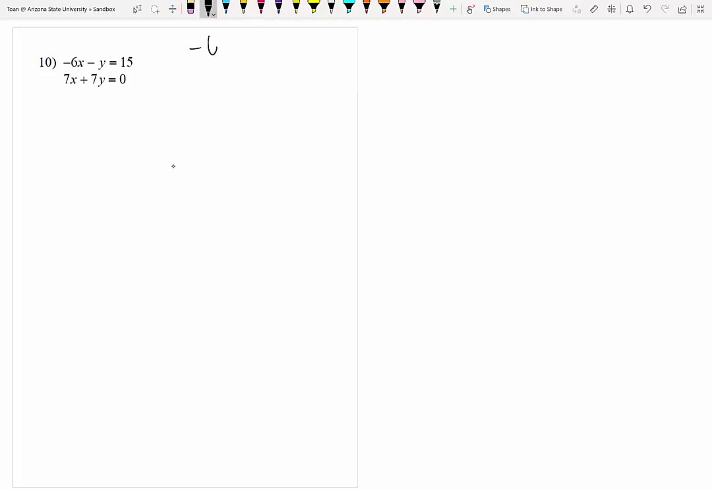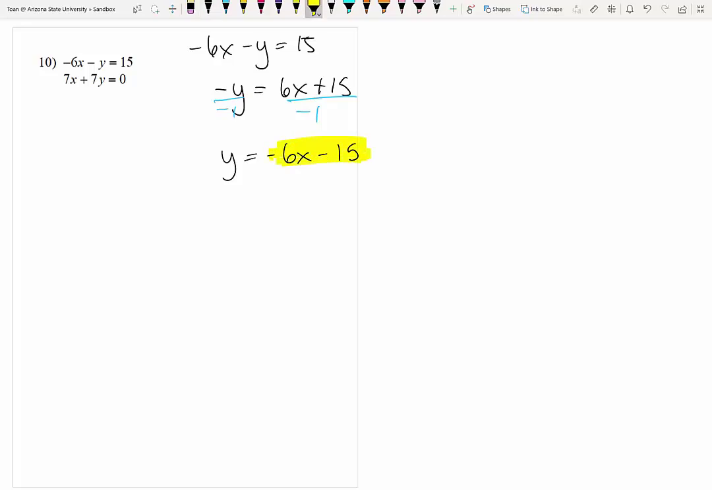So I'll take the first equation, negative 6x minus y equals 15, and let's solve for y. We'll add the 6x over, and then to get rid of the negative in front of the y, you just divide everything by negative 1. That has the net effect of flipping all the signs. So a positive y equals a negative 6x minus 15. So that means I'll substitute this expression, negative 6x minus 15, into the other equation wherever I see a y. So that's the second equation. So that's 7x plus 7. Instead of a y, I'm going to write negative 6x minus 15.